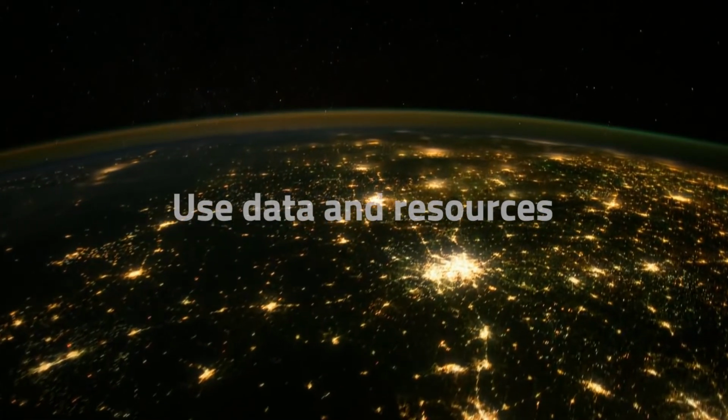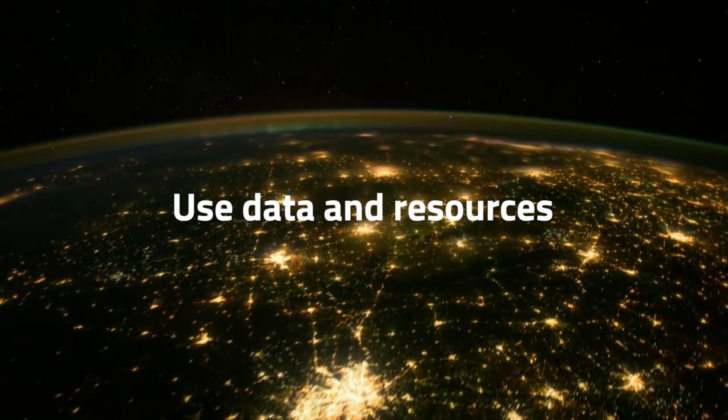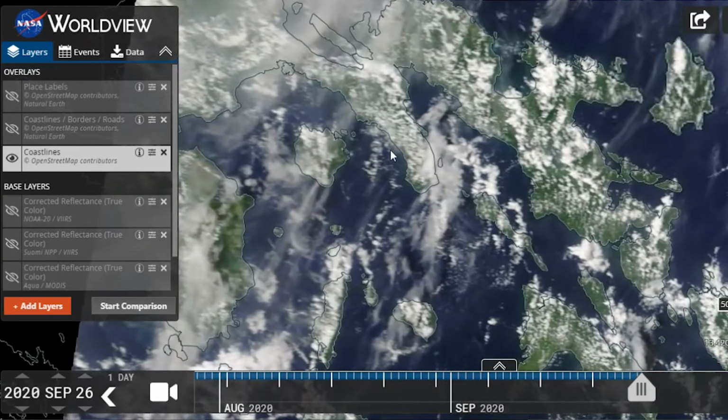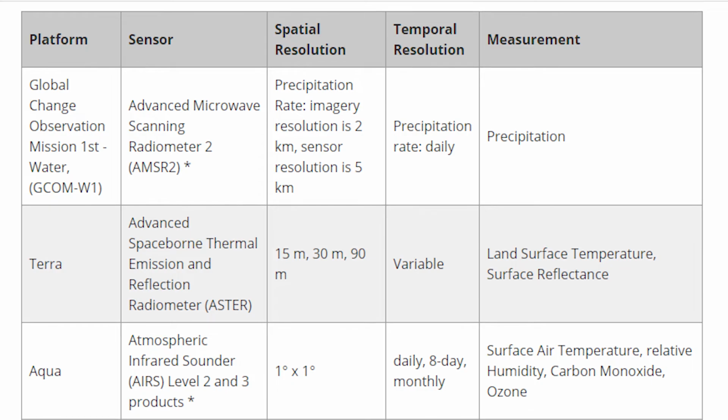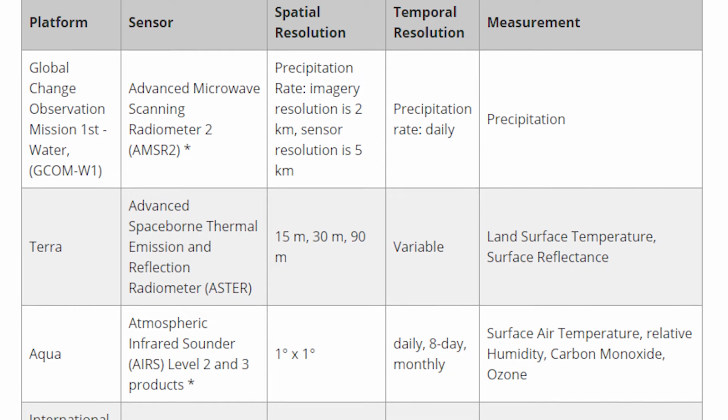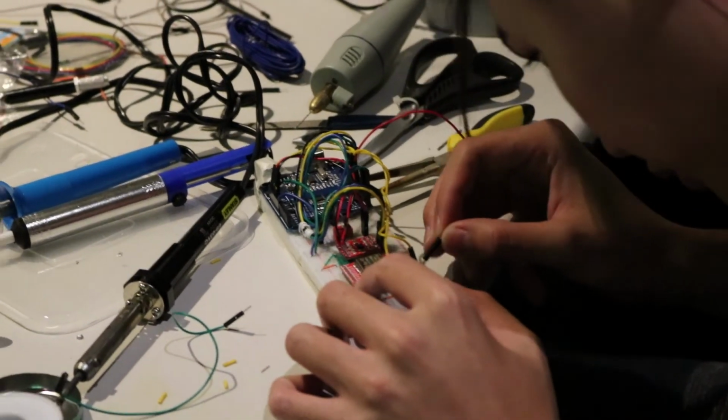Number 2, use data and resources. NASA and partner agencies typically share their data, tools, and resources for you to solve these challenges. Relevant data and resources are provided so that you won't be confused on what to use during the hackathon. These resources are there for a reason because they're very helpful in building up your project.